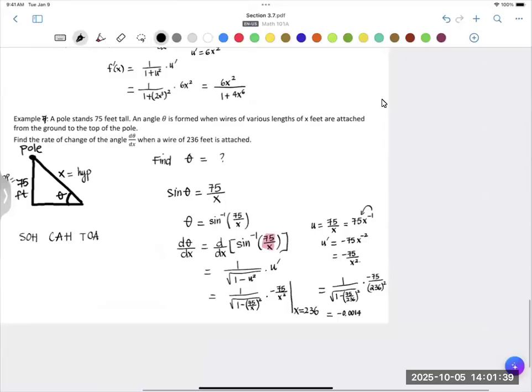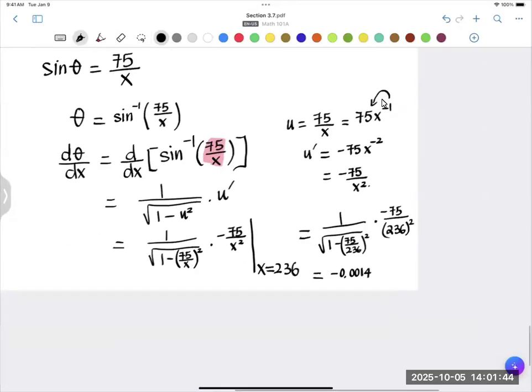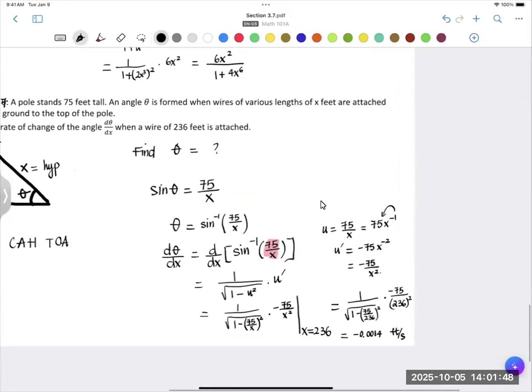Feet per second. The problem doesn't say, so I will say feet per second. It means the angle is decreasing, because the derivative is negative. So the angle will be decreasing at 0.0014 per second.